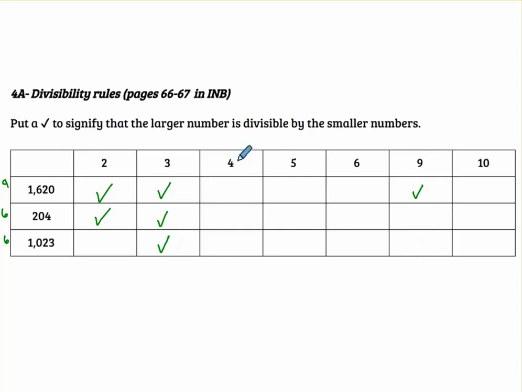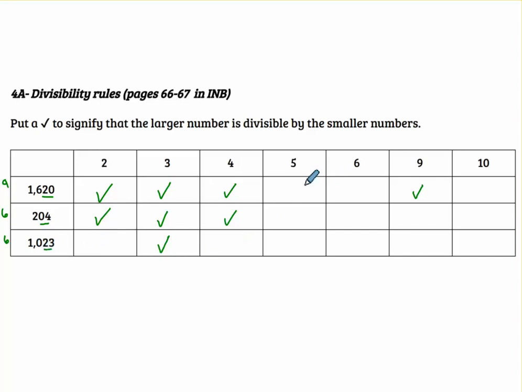Okay, the rule for 4 is if the last 2 digits are divisible by 4. So this has a 20. Well, 20 is divisible by 4, so that's a yes. This one's 04. Well, 4 is divisible by 4, so that's a yes. This one's a 23. That's a no.